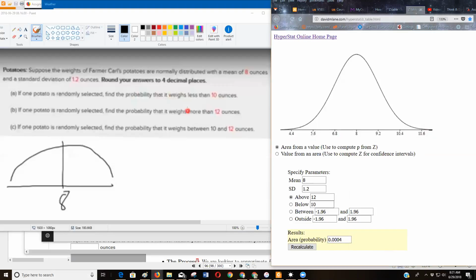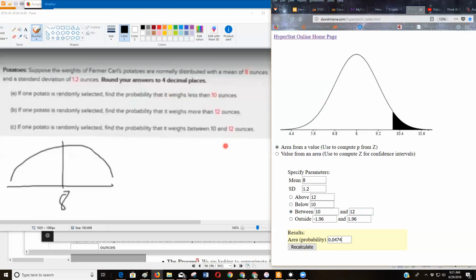So we know this is going to be a pretty small probability, and sure enough, we can see that it is. Okay. And then what's the probability that it weighs between 10 and 12? So then you can just say between 10 and 12. Now, you could just subtract those 2 answers from A and B, but the calculator will tell us that also. And there we go, the 4%, about 5%. I think that's what I got when I did this earlier.